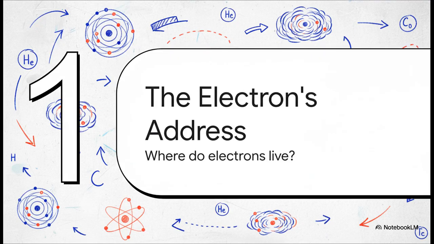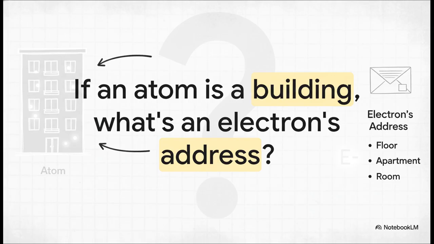Okay, so first things first. Before we can start placing electrons anywhere, we need to get the lay of the land. We need to understand the geography of an atom from an electron's point of view. Where do they actually live? To make this really easy, let's use an analogy. Just imagine an atom is a giant apartment building. Now, if you wanted to find someone in that building, that's our electron, you'd need to know what floor they're on, which apartment, and finally, which room. That's pretty much exactly how an atom is structured.